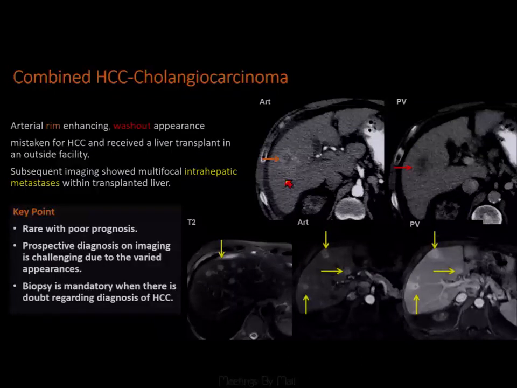This is a typical LR-M lesion that you see, and we shouldn't call these LR-5 lesions, because there's a chance that it's a cholangiocarcinoma or a mixed type. These are rare. Obviously, they have a poor prognosis, and usually we have to recommend biopsy.